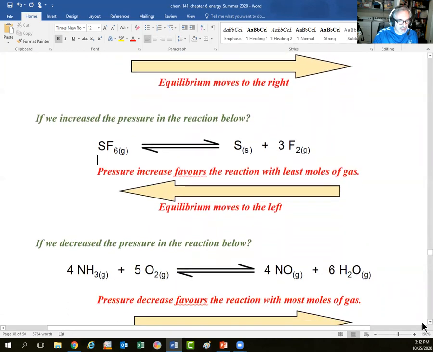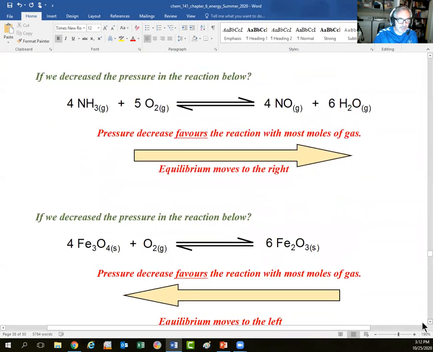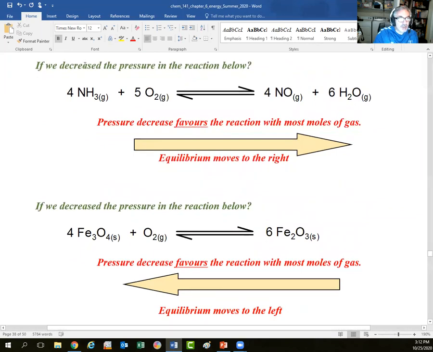Let's look at some examples of decreasing pressure. If we decrease pressure, we're looking for the reaction producing the most moles of gas. That's the forward reaction here, 4 moles of ammonia with 5 moles of oxygen, so 9 in total, becoming 4 plus 6, 10 moles. So the forward reaction increases the number of moles of gas when pressure is decreased.